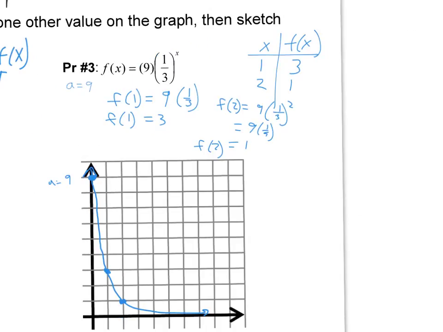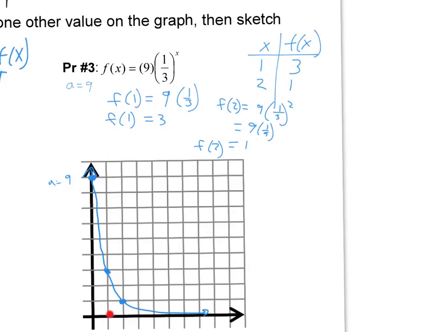Okay, I just want to point out the first thing I saw is that my initial value is 9, so my a value is 9. So I went ahead and graphed that point right there at a height of 9. So on the y-axis, I knew my graph was going to be touching 9. From there, I just made a table, x and f of x. So I plugged in a 1. What happens when I plug in a 1? Well, 1/3 to the 1 is just 1/3, and 1/3 of 9 is 3. So I knew that my height is 3, so I went over 1, up 3, and plotted that point.